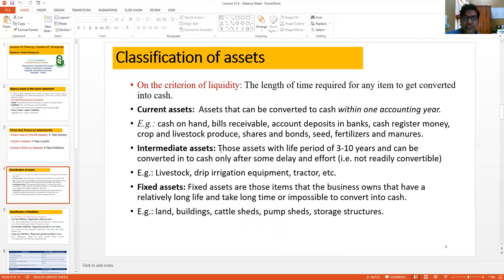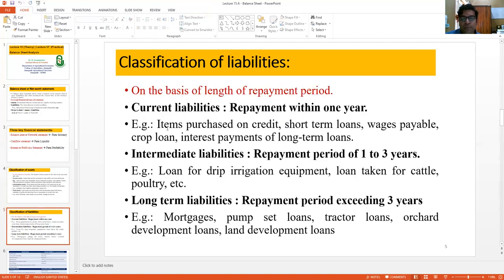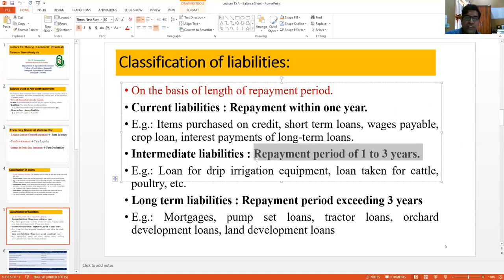More readily is a current asset, somewhat readily is intermediate, and taking a long time or impossible is a fixed asset, right? And then liability: we classify liability on the basis of the length of the repayment period. If repayment is done within 1 year, it is a current liability. Repayment taking 1 to 3 years is called an intermediate liability. And if the repayment takes more than 3 years, up to 25 years, we classify it as long-term liability.